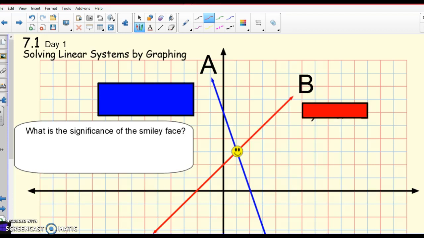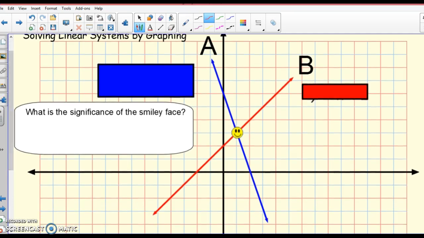All right, today we're talking about lesson 7.1, solving linear systems by graphing. If you look at this picture, that little smiley face is where the two lines intersect. Okay, now, while we're at it, let's talk about this. If you've got two lines, we've got three options.